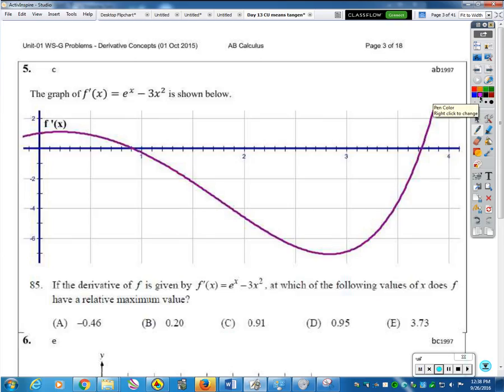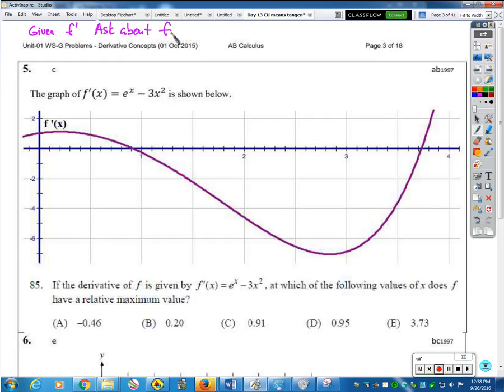Same question, somebody describe, what are they giving us, what are they asking about? Daniel? They give us f prime. Perfect. So we're given f prime, and they're asking about f. They want to know where f has a relative maximum.